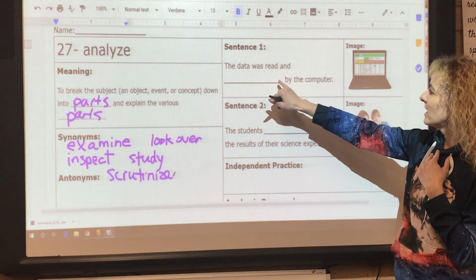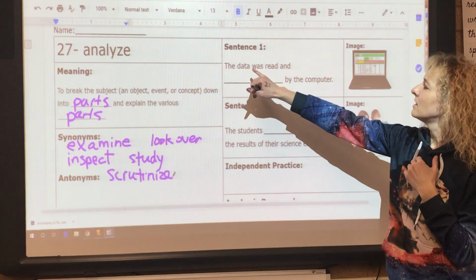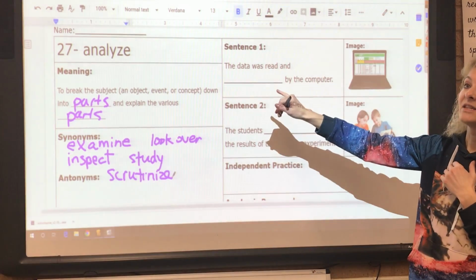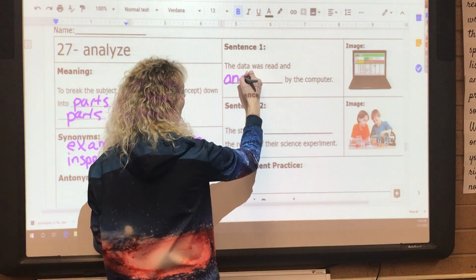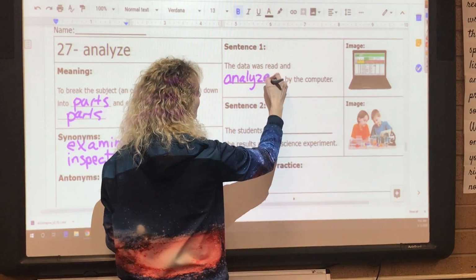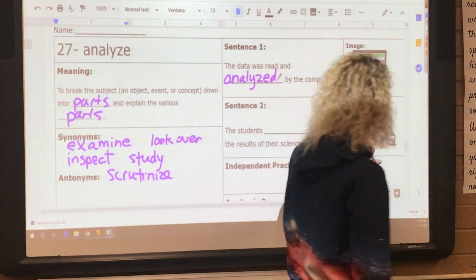The data was read and blanked by the computer. What's our word of the week? Analyze. The data was read and analyzed. We got to put a D at the end, by the computer. A-N-A-L-Y-Z-E-D.